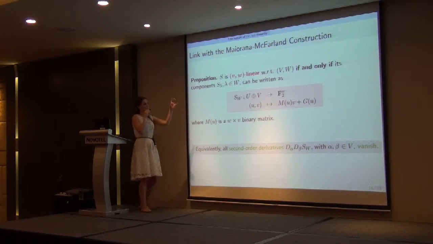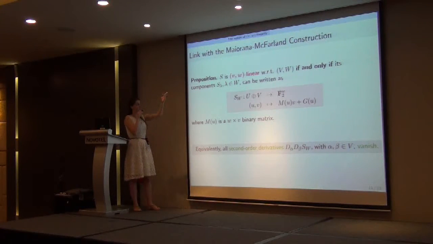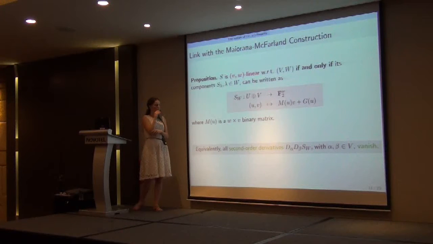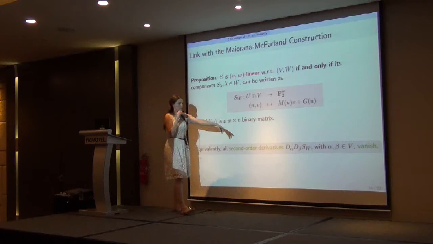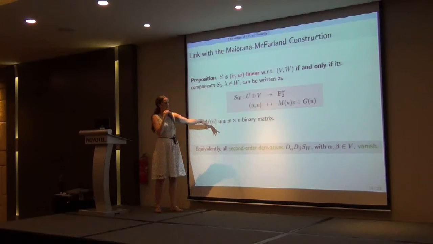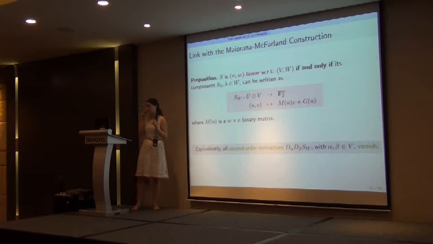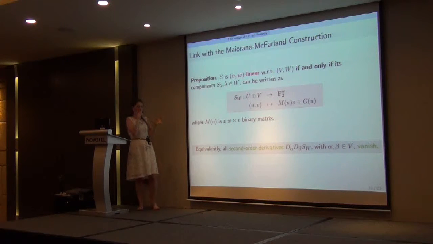Because of this link with the Maiorana-McFarland construction, we can now use the fact that the functions that are equivalent to the Maiorana-McFarland construction can be described by the second order derivatives. So here we have another proposition that says that function S is VW linear if and only if all its second order derivatives, D alpha and D beta of this function, where alpha and beta are in the input space V, vanish. And this proposition gives us a very nice and easy algorithm that we can use in order to find all the input and output subspaces V, W for which S is VW linear. And that is what we use in our practical applications.